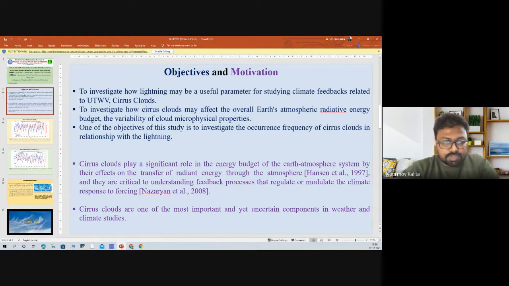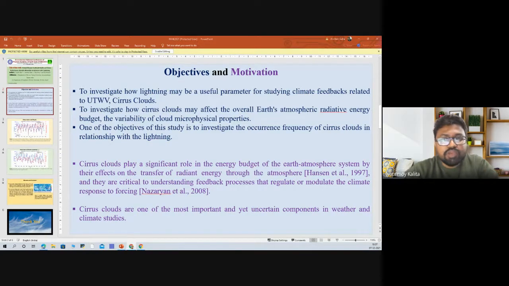Okay. Now, the main motivation of this research work is that cirrus clouds actually play a significant role in the radiation budget of the Earth's atmosphere system by their effects on transfer of radiant energy through the atmosphere, and they are critical to understand the feedback process that modulate the climate response to forcing. These are the objectives and motivations of my work.